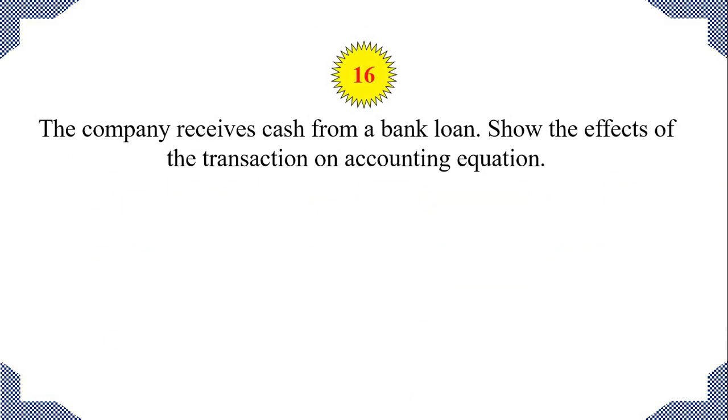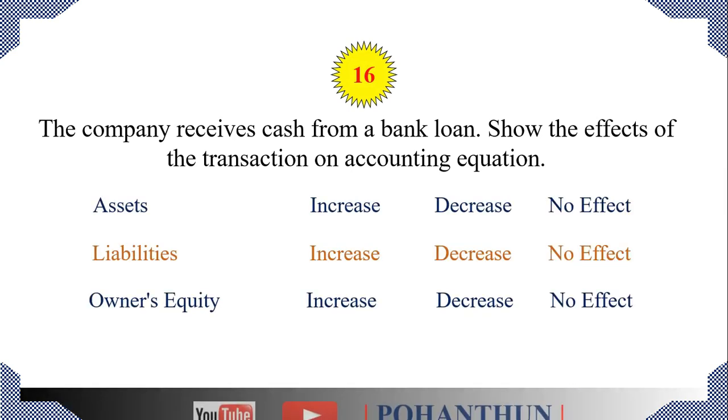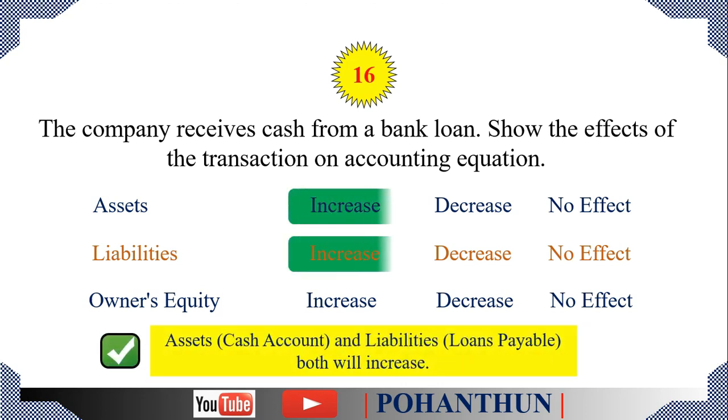Question number 16. The company receives cash from a bank loan. Show the effects of the transaction on accounting equation. When the company receives cash from a bank loan, it increases the asset side of the equation, specifically cash. It also creates a liability in the form of the bank loan. So, assets, cash, increase, while liabilities, bank loan, increase as well.